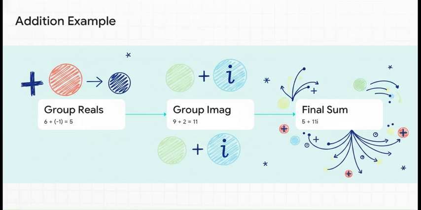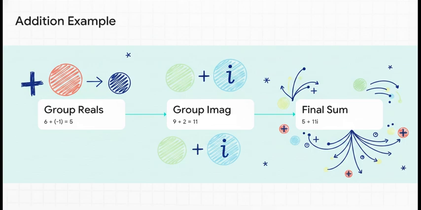Let's put some actual numbers in there so you can see how satisfying this addition rule really is. Let's say we add z1, which is 6 plus 9i, to z2, which is negative 1 plus 2i. First up, group the real numbers. 6 plus negative 1 gives us 5. Next, group the imaginary coefficients. 9 plus 2 gives us 11. Put it all back together into our standard format, and our final sum is 5 plus 11i.